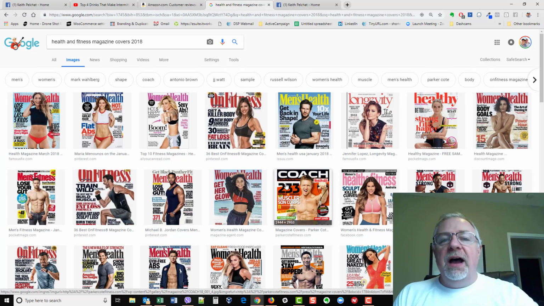And then tip number 5 is to do an image search on Google for the magazine covers for the magazines that are in your industry. And I gave you some ideas on particular industries. If I didn't do your industry there, I bet if you do a similar search for your industry name, space, magazine covers, you'll see that there's a lot of options there for you.